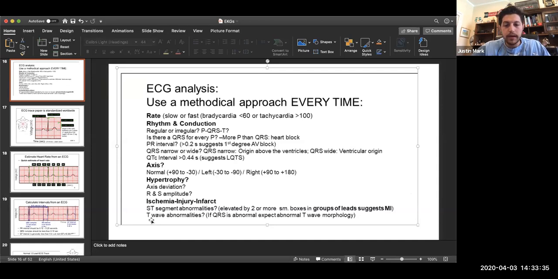The T wave can also be clues as to whether there's anything going on. In hyperkalemia, for example, we will see very, very peaked T waves. In hypokalemia, we'll see the T wave kind of flattening out. Just different examples. We'll go more into detail about all that.